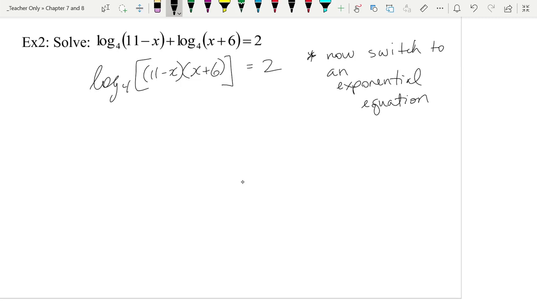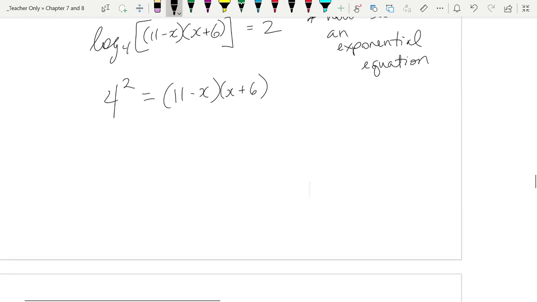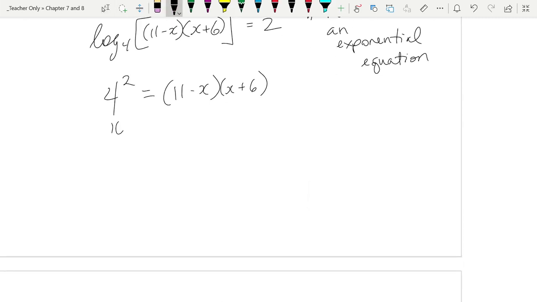So let's see what this looks like as an exponential equation. 4 is the base, 2 is the exponent, and the answer is the argument. And there you go. Grade 11 algebra back to haunt you. 16 is equal to, let's expand that. That would be 11x minus x squared plus 66. That's a terrible looking 6. Let me fix that. 66 minus 6x.